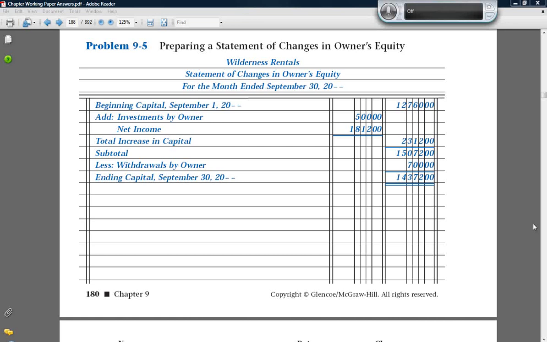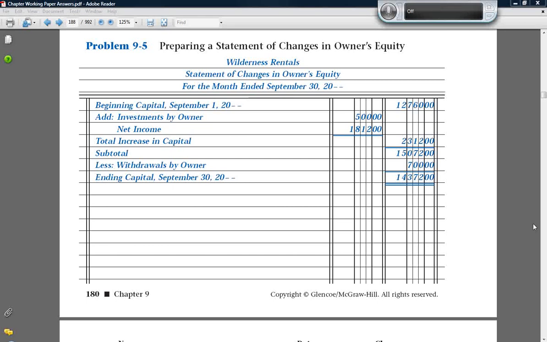So we add the $500, the investment by the owner, we add the net income, both increase capital. So we add them together, get $2,312. We don't have a name for that, so the subtotal when we add is $15,772. And we only have one subtraction, the withdrawals by the owner, $700. Subtracting gives us an ending balance of $14,372.